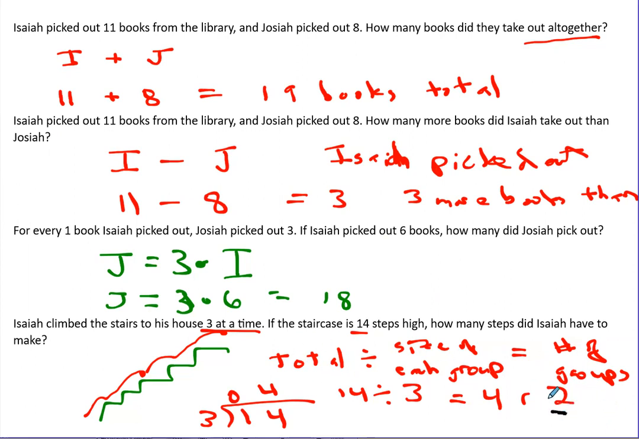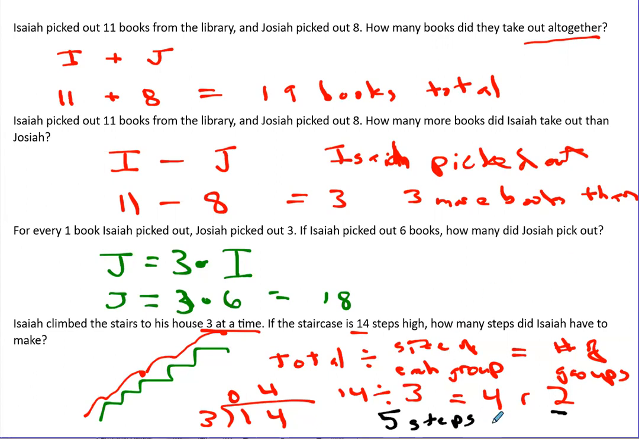This 14 is counting steps. This 2 is counting steps. That 2 can't be split up into a group of 3 by itself. So it's going to be a short step at the top. So it's actually 5 total steps. And his last one will just have to be shorter. Right, so it's kind of a cheating situation here, but when we're dealing with remainders, that's often the case. You can't say 4 and 2/3 groups. You can't take 2/3 of a step. You're just taking one step that's shorter than the other steps.